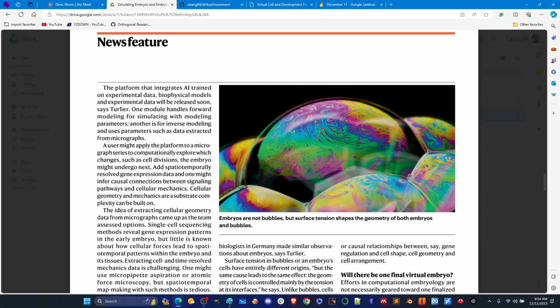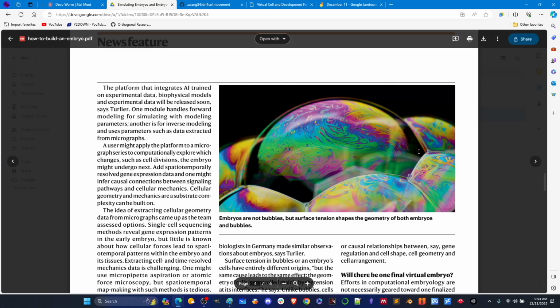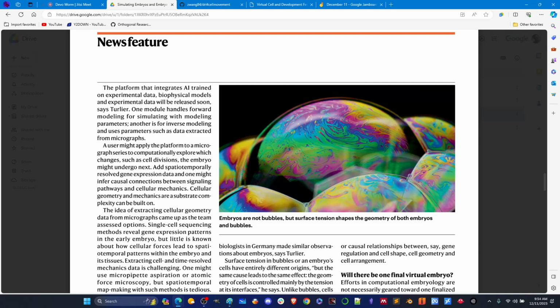And there's actually an area of mathematics called soap bubble theory, where they use soap bubbles as a model for spatial optimization and so forth. So bubbles and embryos have a lot of similarities, so we can use some of those insights, but we don't want to think that one is equivalent to the other.